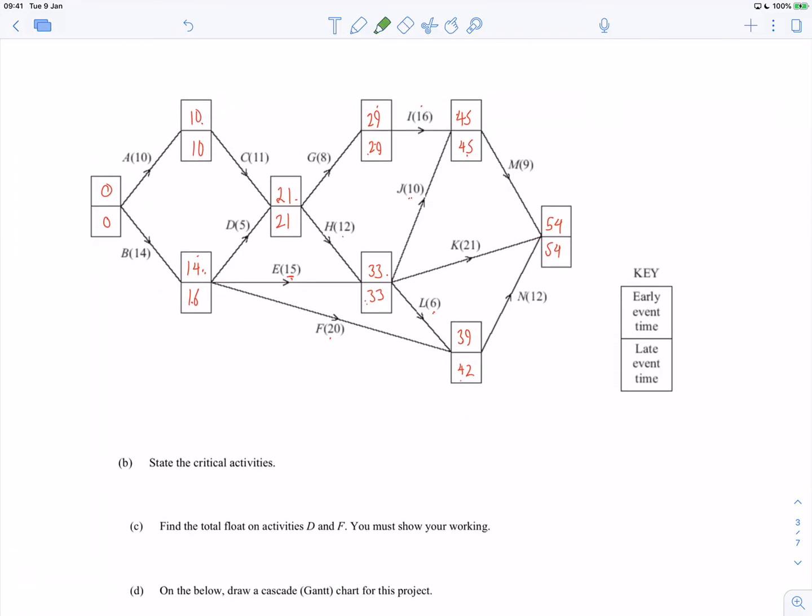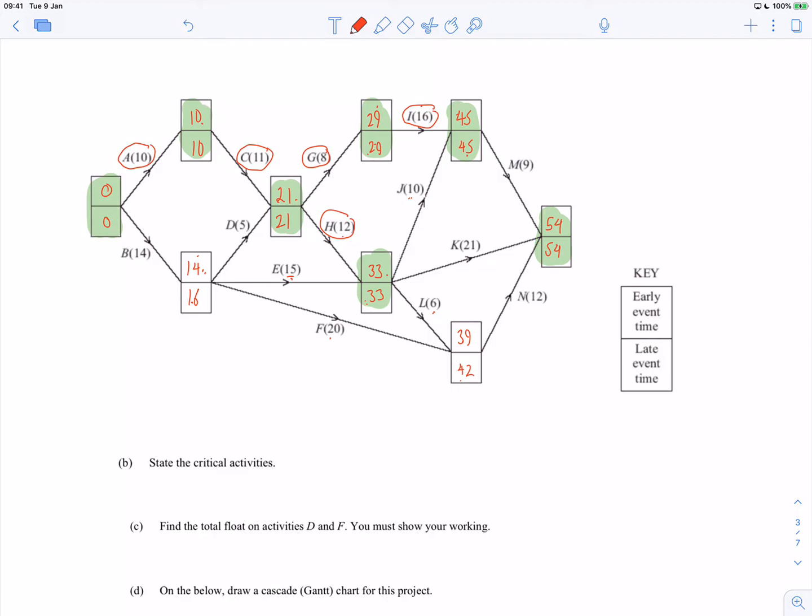Okay, so critical activities. So this is a stage, that's a stage, that's a stage, that's a stage, that's a stage, that's a stage, and this is a stage. Oh, we've got multiple things going on. So the slack for A is 0, so that's 1. The slack for C is 0, so that's 1. The slack for G is 0, that's 1. The slack for H is 0, that's a 0 slack.